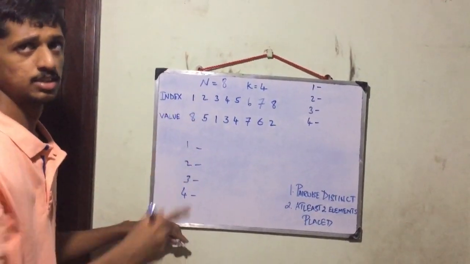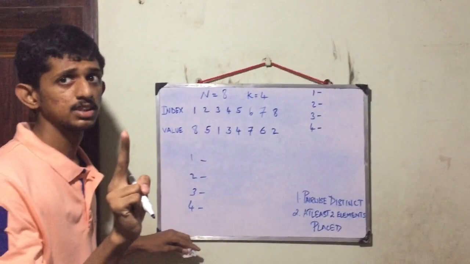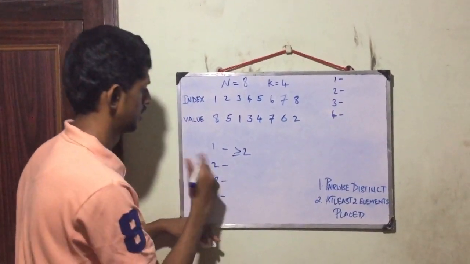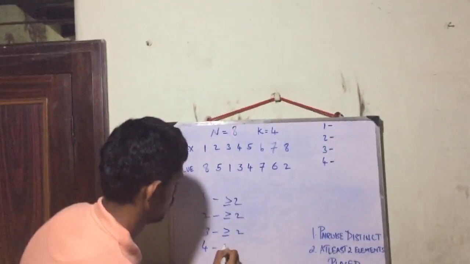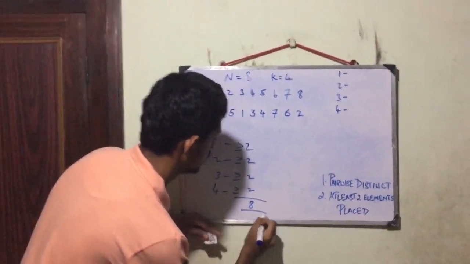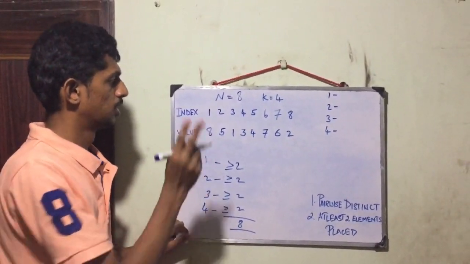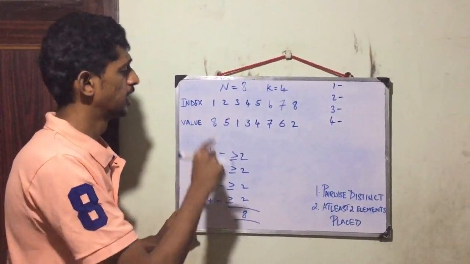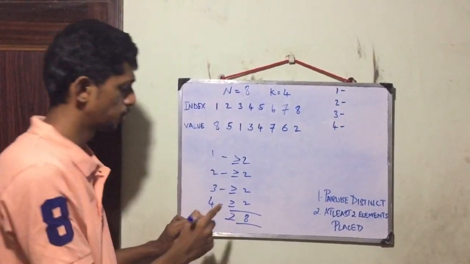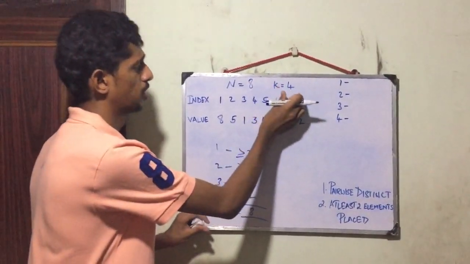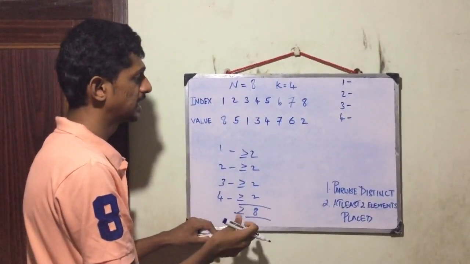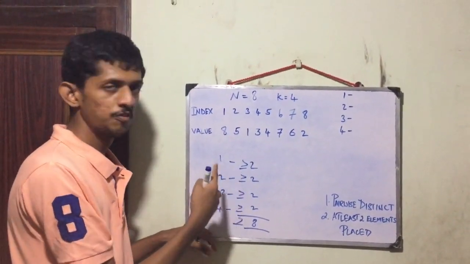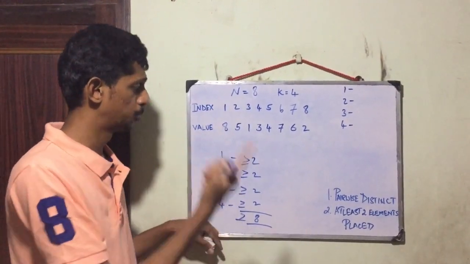So in each operation, you have to place at least 2 elements in their corresponding index values, because the total is 8. If you place 2 values in their corresponding index in each operation, then you get a total of 8 elements after the k number of operations. That means k elements will be placed after the k number of operations. So therefore, in each step you have to place at least 2 elements in their corresponding positions.